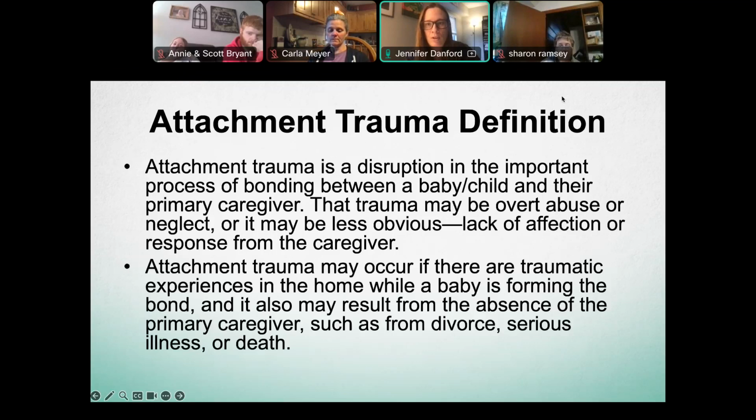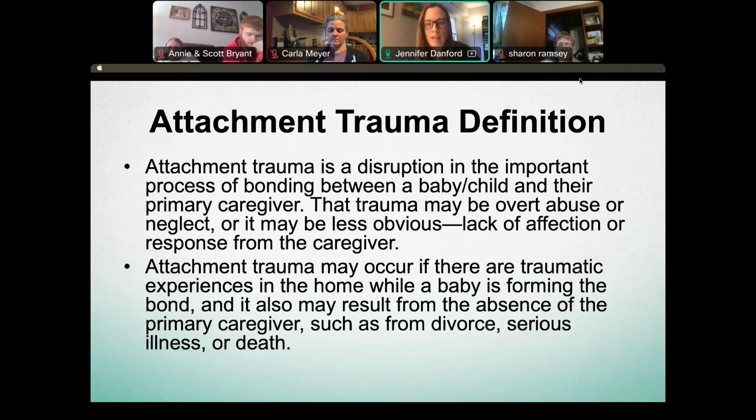And it can occur if there are traumatic experiences in the home, like domestic violence, if one of the caregivers is not in the home from divorce or being incarcerated, if one of the main caregivers becomes ill or dies. So there are a lot of different reasons why attachment doesn't happen besides abuse as well. We know that our kids' trauma comes from a whole bunch of different areas, and so it's important to remember this.